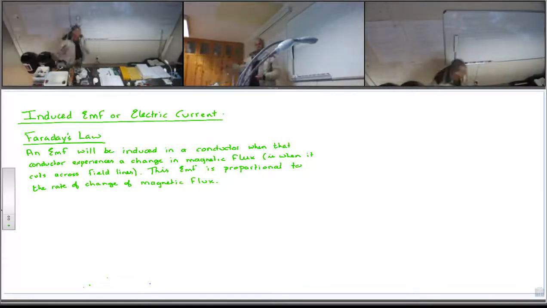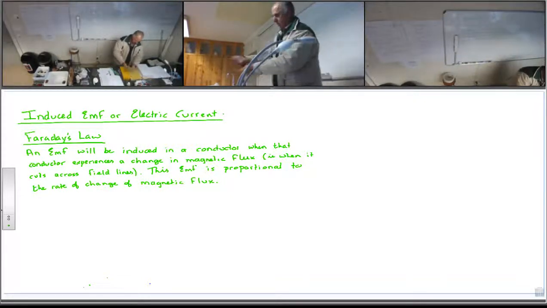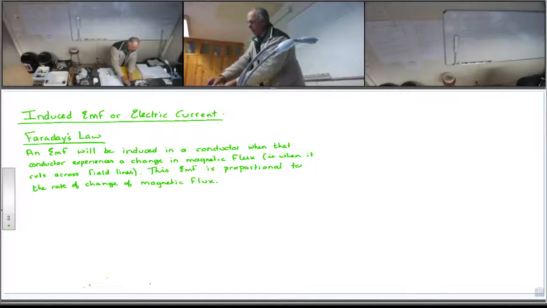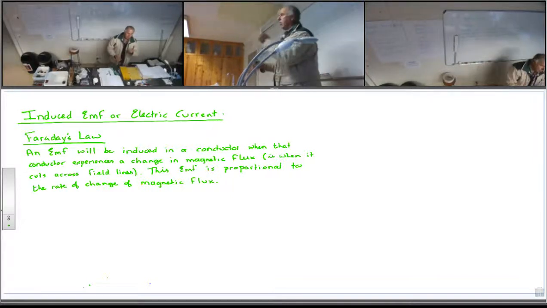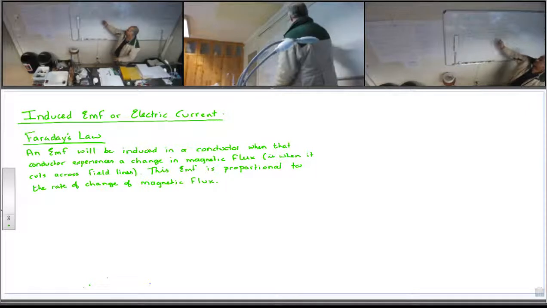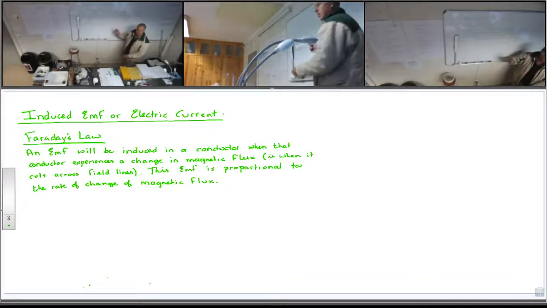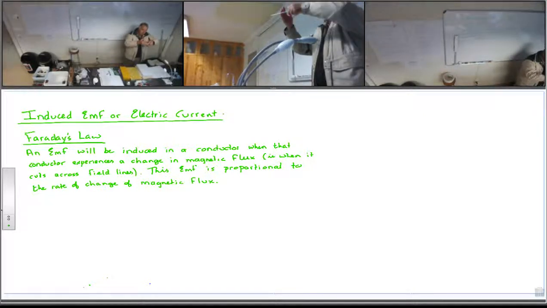So that's a good question. If I held this, and I took the one magnet or both magnets and moved them, you get the same effect. You can either move the magnet or the coil. So in other words, the EMF will be induced in a conductor when that conductor experiences a change in magnetic flux. It doesn't matter how that change of magnetic field lines is experienced, either you move the conductor or you move the magnets. Same thing.